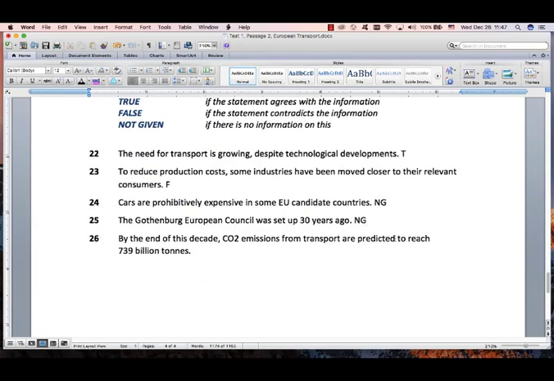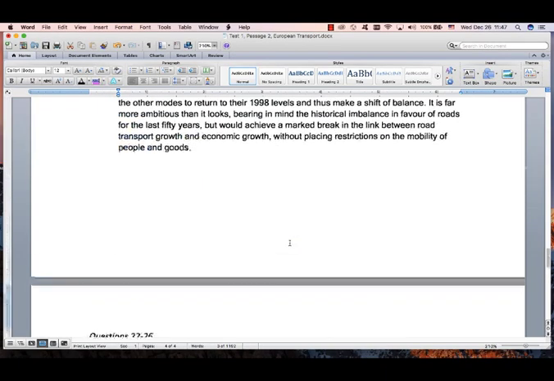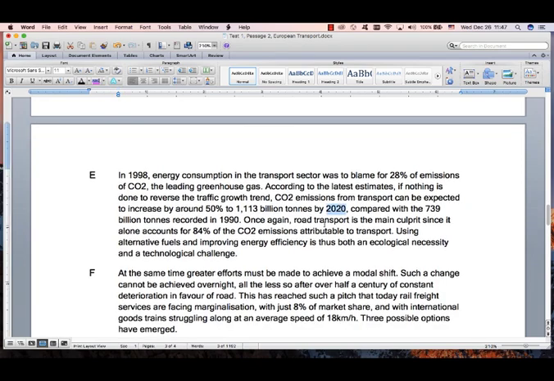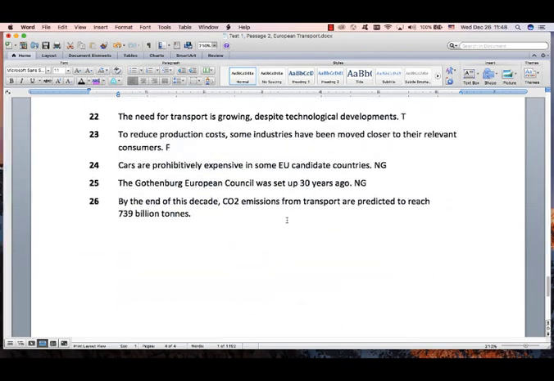And CO2 emissions are predicted to reach 7. I think this will be the target language. By the end of this decade, these emissions will reach what? It's not going to be not given. There's 2020, the end of the decade. Emissions can be expected to increase to that by 2020, compared with, and there's that number in 1990. So it's false. They're not expected to reach 739 billion. They're expected to reach, there's our expected to increase by 50% to that. So that means that that is false.